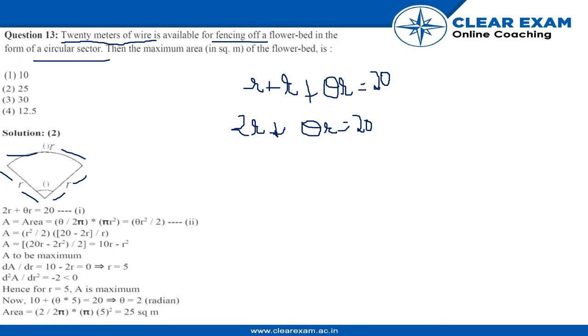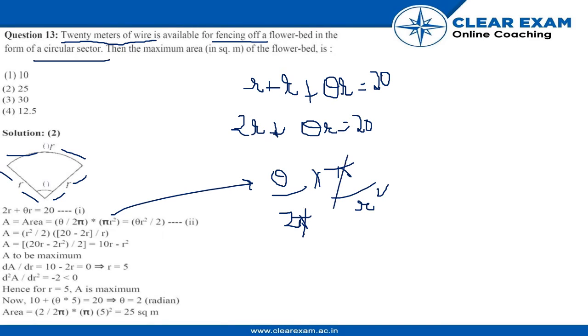Now we will calculate the area of the circular sector, and that is simply given by the formula theta by 2 pi into pi r square. After you simplify this, the pi gets cancelled out, and we will be having theta r square by 2.